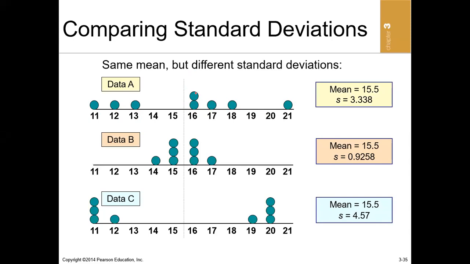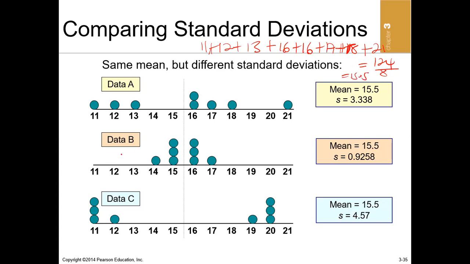Now, when you sum these figures, you are going to get 124. So that's 11 plus 12 plus 13 plus 16 plus 16 plus 17 plus 18 plus 21. You are going to get 124. Divided by 8, because there are 8 figures, the mean will be 15.5.